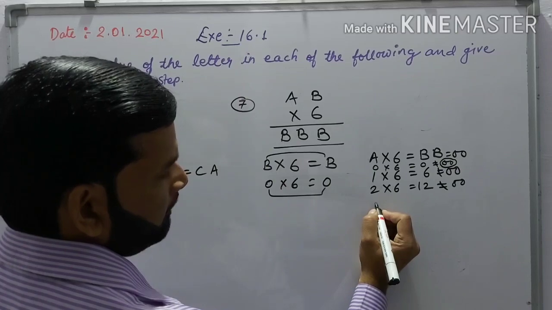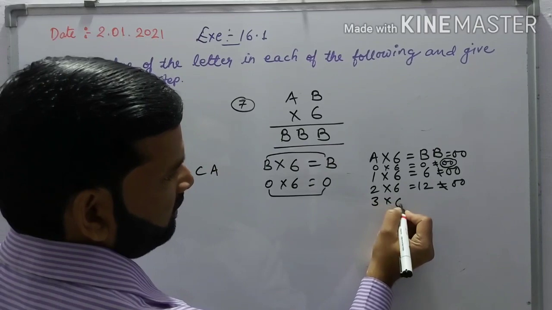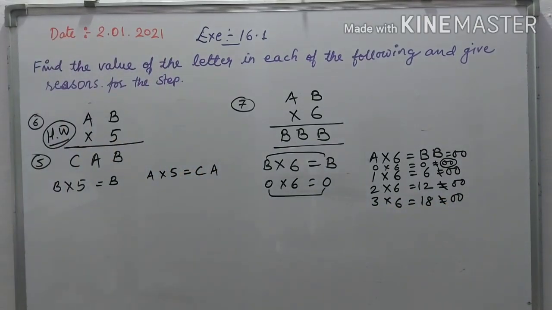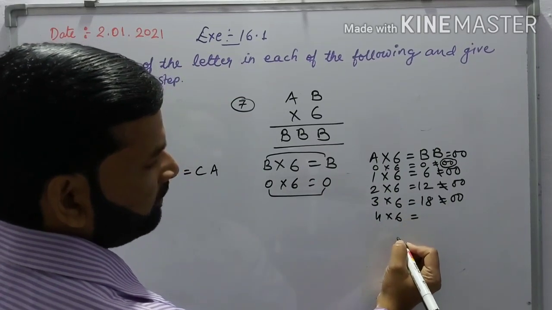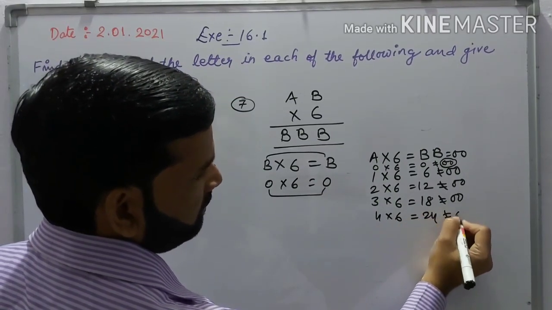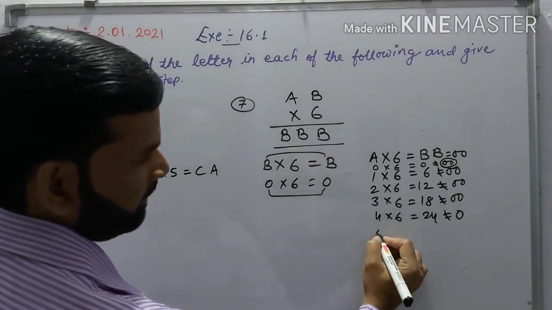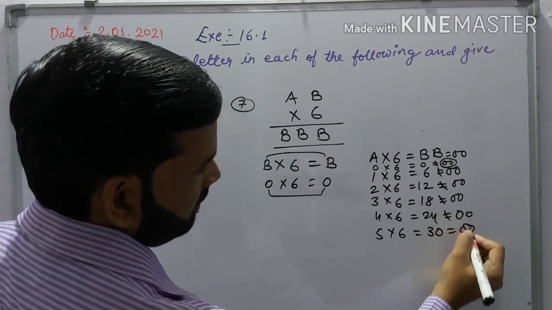Okay, then 3 into 6 is equal to 18. 18 is not equal to 00. Okay, next you get 4 into 6 is 24. 24 is not equal to 0, but next 2. Now 5 into 6 is equal to 30, which gives 00.